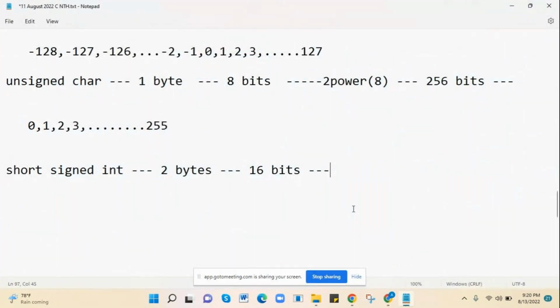16 bits. Why? Because 2 bytes. 1 byte is 8 bits, so 2 bytes, 2 eights are 16. So 16 bits. So it means it is 2 power 16. Do you know what is 2 power 16 value? Anyone? What is 2 power 16 value? Tell me the value of 2 power 16. It means 2 into 2 into 2 up to 16 times.